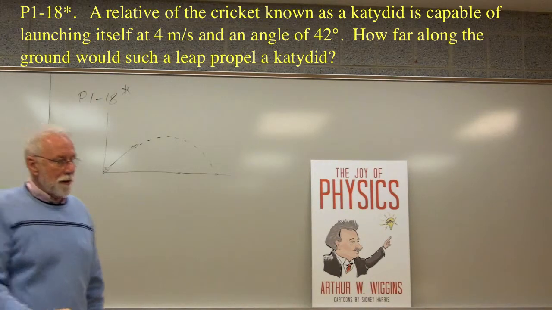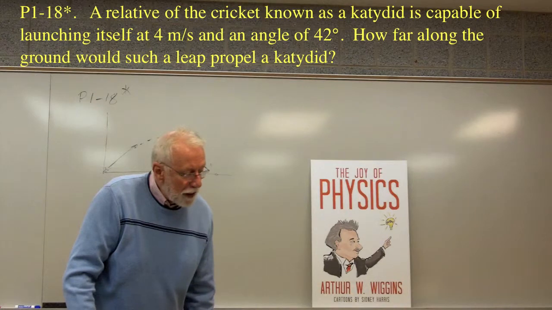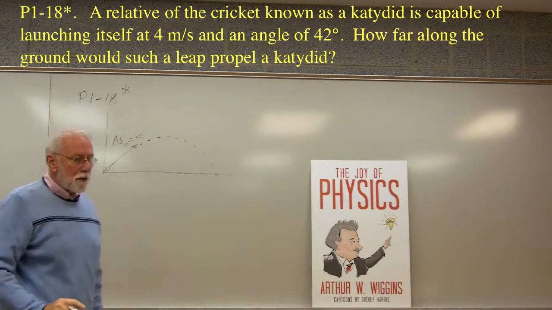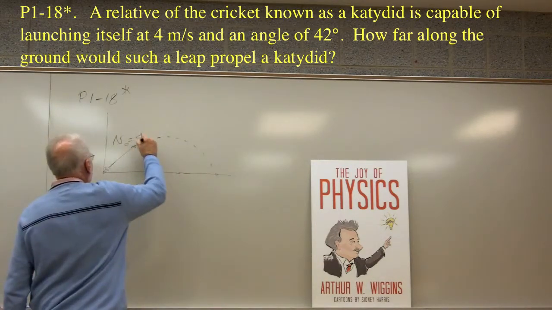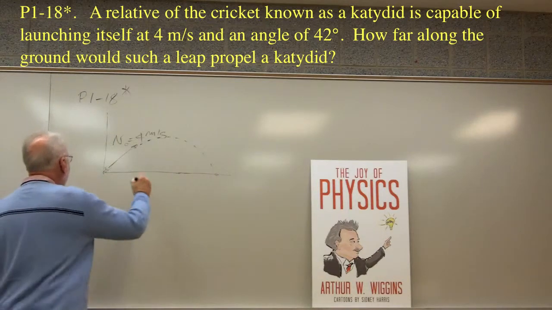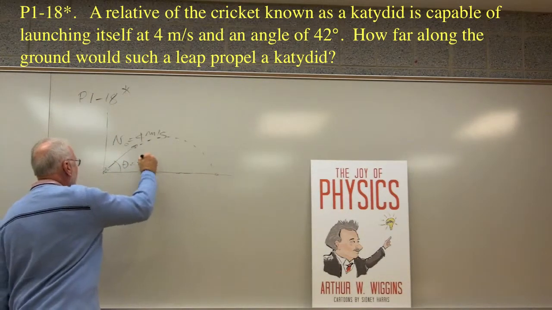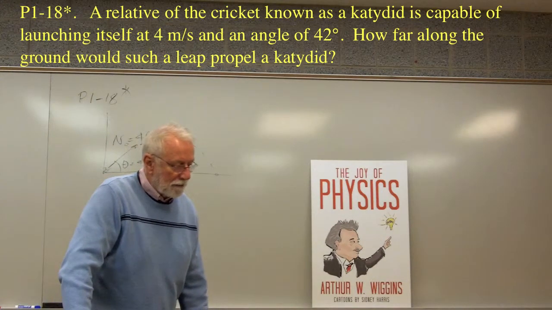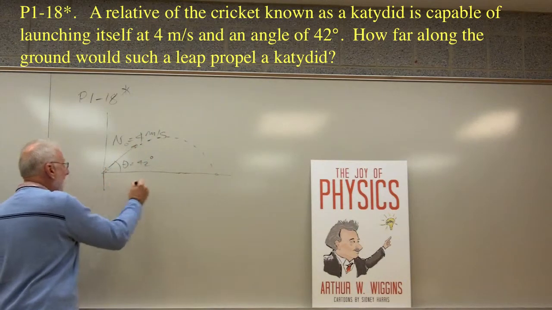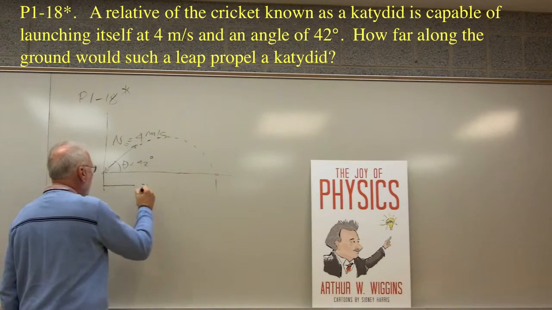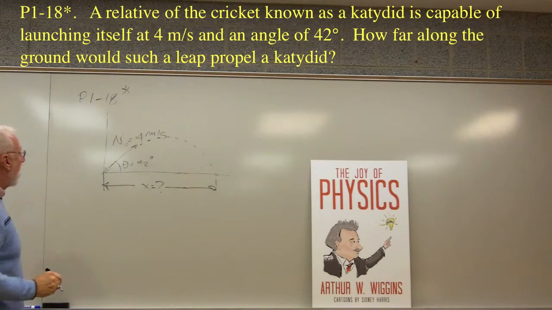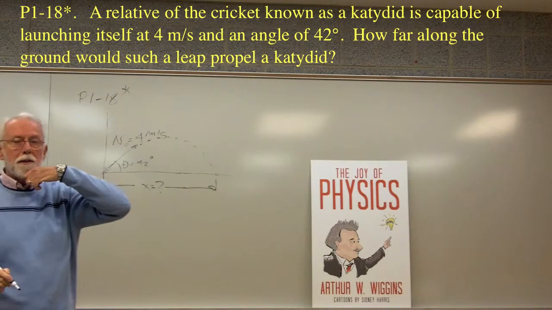Okay, so let's see, what is it that happens here? It says that we know a few things. It says that the katydid can launch itself at a v of 2 meters per second. Is that right? No, 4 meters per second, all the better. Then it also says that the angle of launch, theta, is 42 degrees. So we have a 42-degree launch angle like so. And it says how far along the ground would such a leap propel this katydid. So how far along the ground? The ground is here, right? So the distance along the ground is this, usually called x, and we don't know what it is. So here's the x. That distance, unknown. We know the v0, we know the theta. So how far does this go?